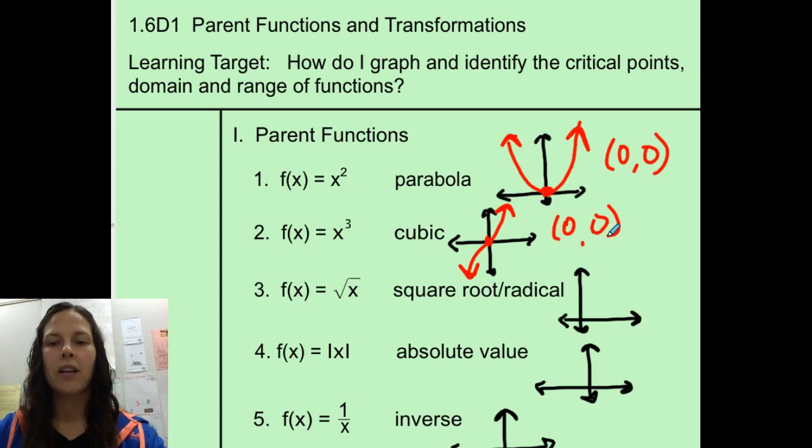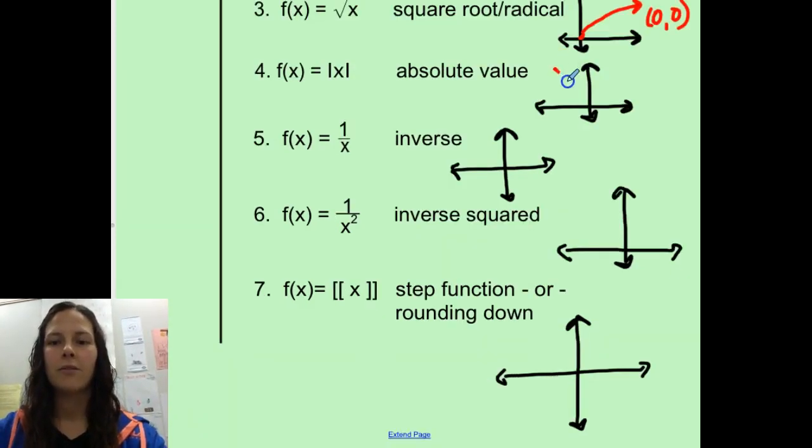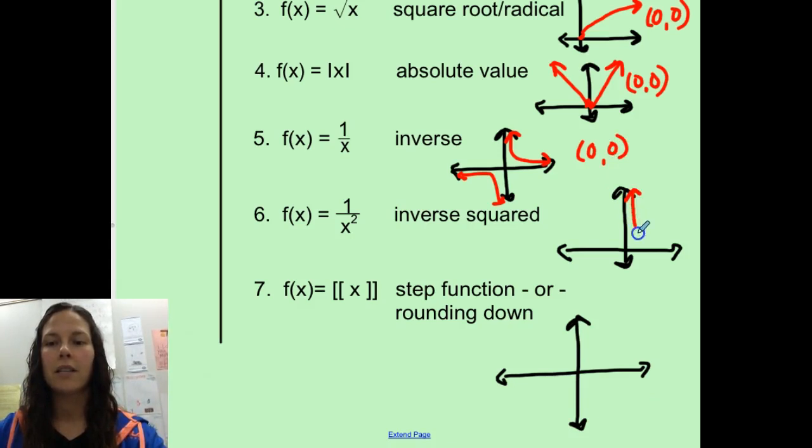The square root or radical function is half a sideways parabola. Again, the critical point is 0, 0. The absolute value is a sharp V with a critical point at 0, 0. The inverse function has asymptotes along the x and y axis. So I call 0, 0 the critical point, even though the graph does not go through 0, 0, but that's where the asymptotes meet. The inverse square is the same type of critical point, but it's above the x-axis entirely.